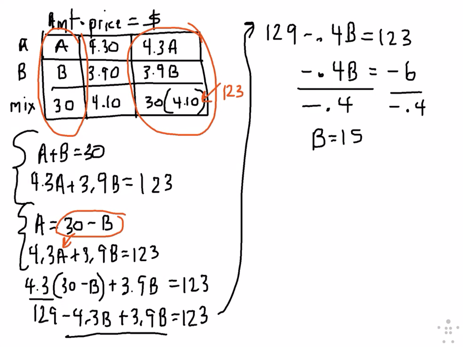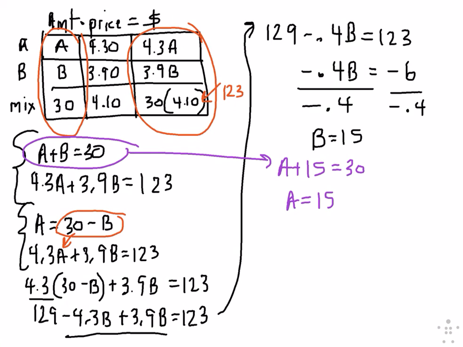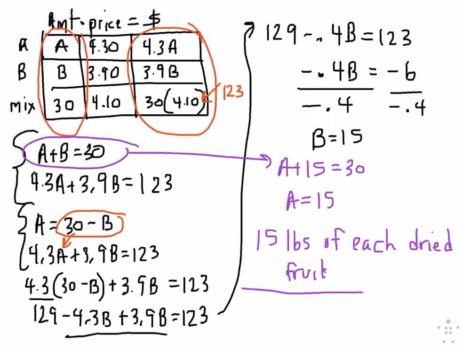So let's see what the question asked for. It said how much of each type. Okay, so we got B. Now we're going to take one of the easier equations, and we're going to get A. So A plus B, which is 15, equals 30. So A equals 15. So the answer is 15, and this is in pounds. Pounds of each dried fruit. We actually have the same amount of each. 15 pounds of each dried fruit would get added together.